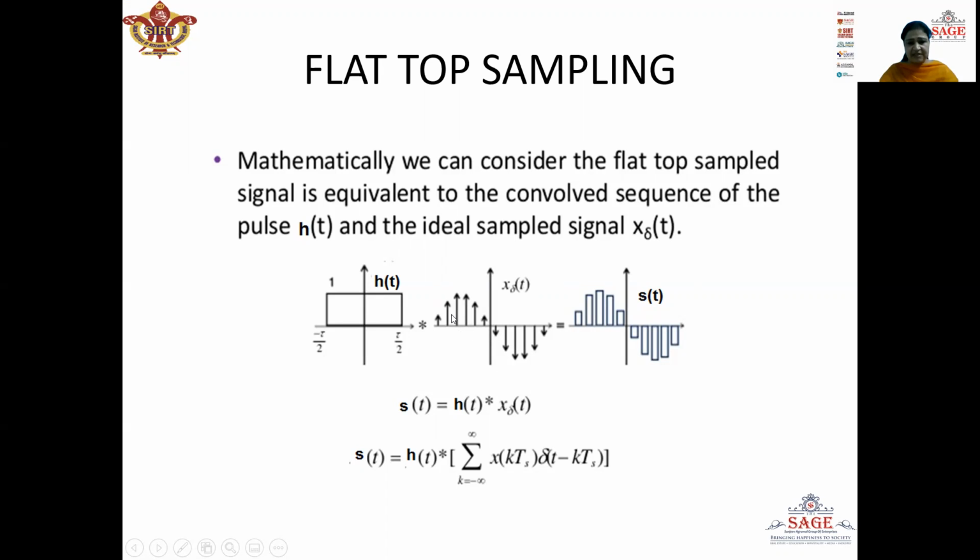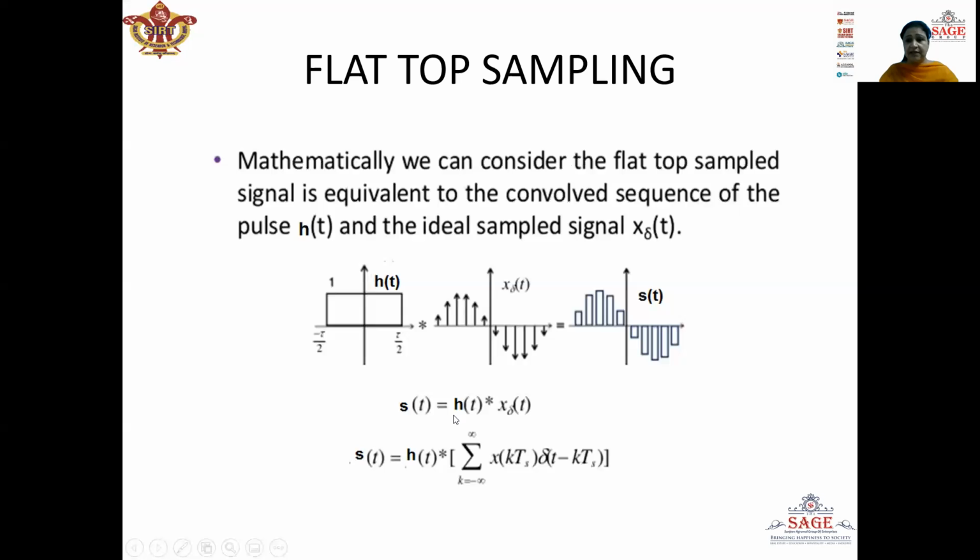Now, when we consider the convolution of these two signals, we will get a new signal s(t), which is the flat top sample signal. Here we can see the amplitude of the carrier pulses varies exactly according to the message signal, but here the top of the samples are flat.